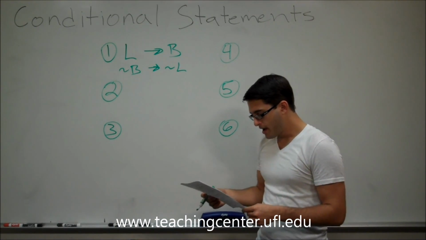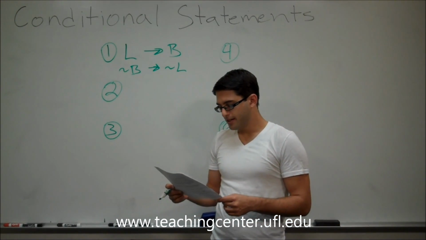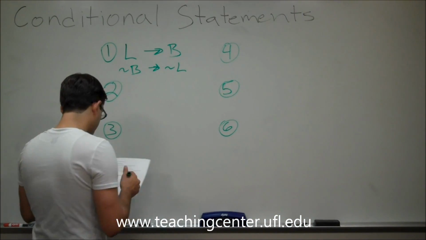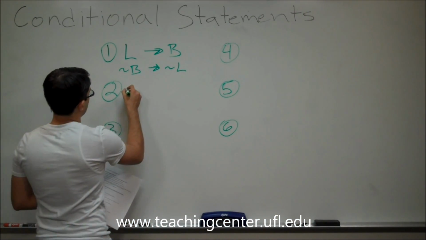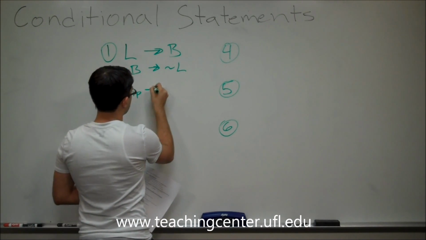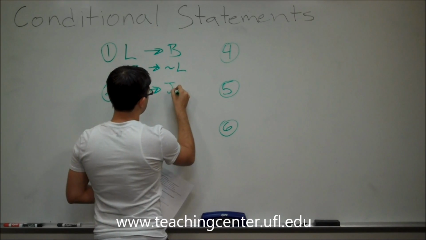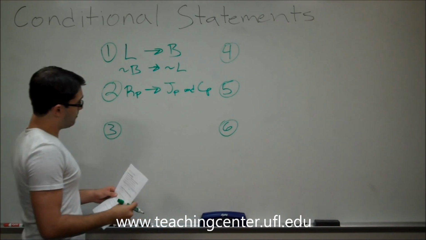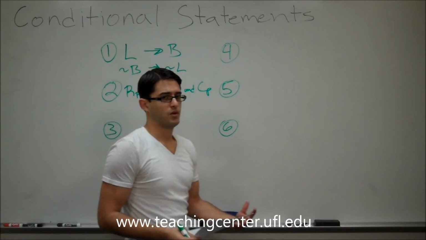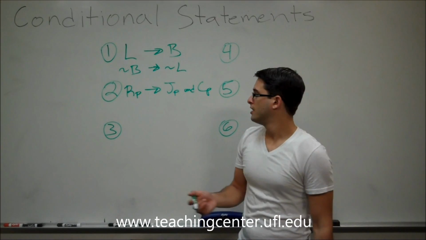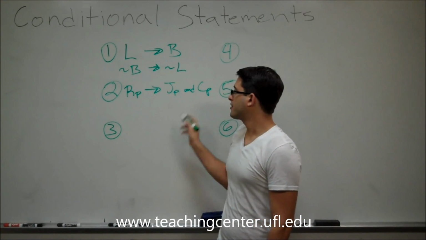Question 2 reads, if Ron goes to the park, then Janice and Chris go to the park. So this is a traditional if-then. We'll write it as if Ron goes to the park, then Janice goes to the park, and Chris goes to the park. The only different aspect of this question is that it has an and. So with ands and ors, you can either just write it out like that, you can write a little symbol.